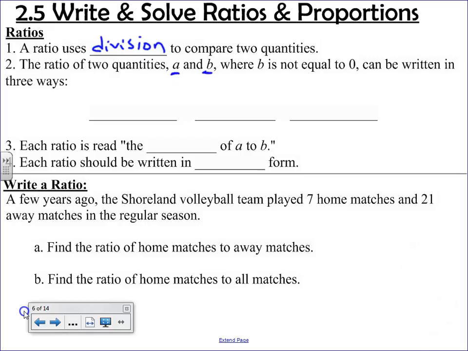Say, for instance, we have two quantities, A and B. B is not 0 because it's nothing. We would have nothing to compare to. And once again, we can't divide by 0. So we can write those multiple ways.